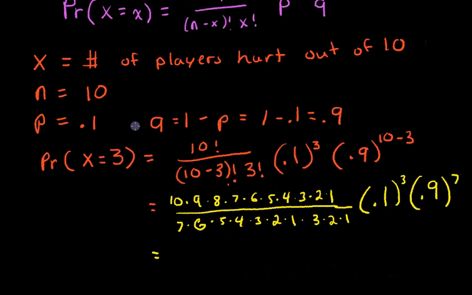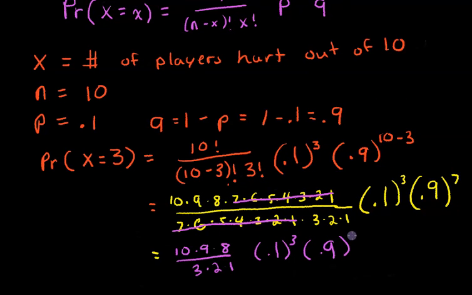We notice some cancellation here in this quotient. There's 7 times 6 times 5 times 4 times 3 times 2 times 1 in the numerator, and also in the denominator, so they cancel out. You're left with 10 times 9 times 8 divided by 3 times 2 times 1, times 0.1 to the third power, times 0.9 to the 7th power.